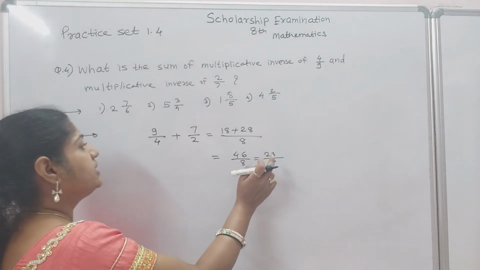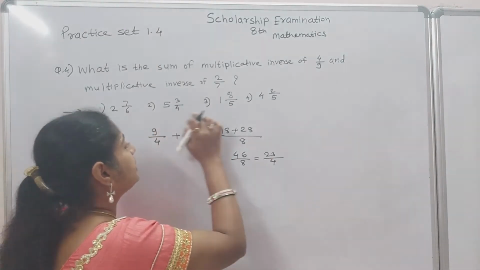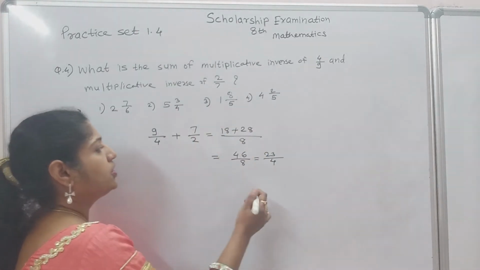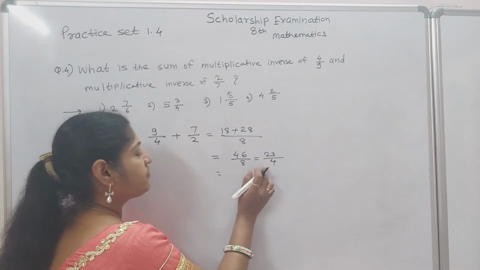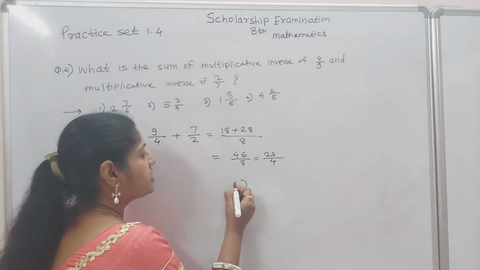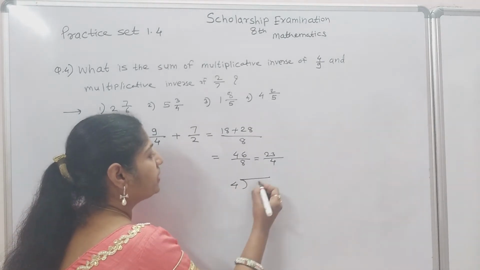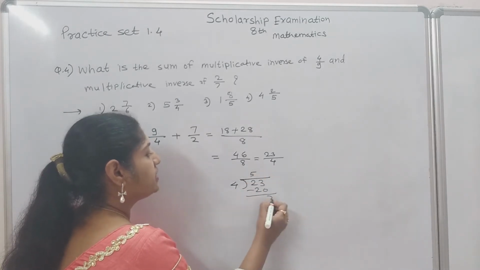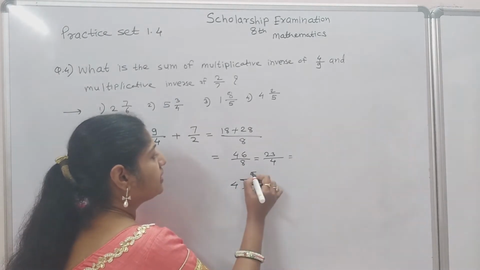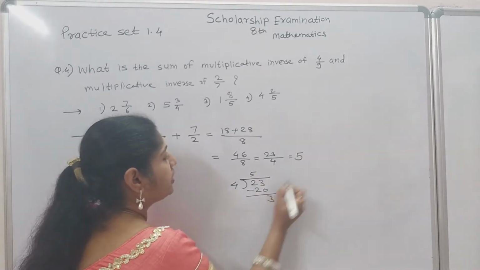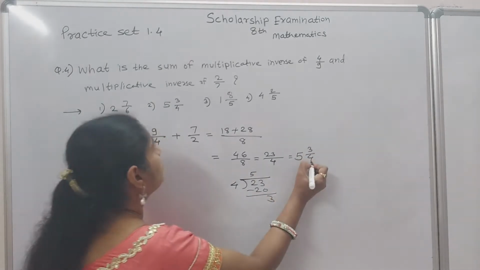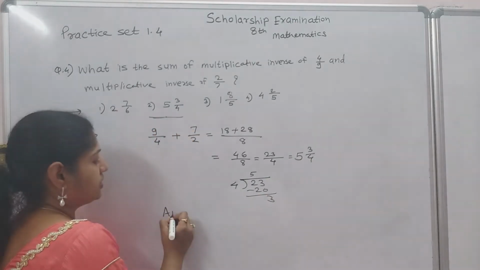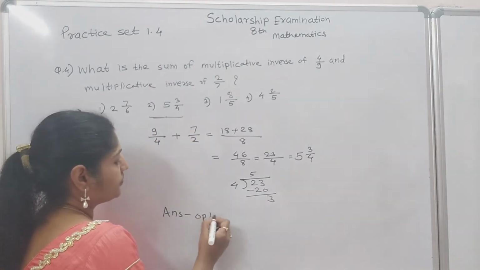But this option is not given in the options. This answer cannot be seen in the options, so make it a mixed fraction. How to make it a mixed fraction? Divide 23 by 4. 4 fives are 20. The remainder is 3. So we can write it as 5, remainder 3 upon 4. That is, the answer is option number 2. Answer: option number 2.